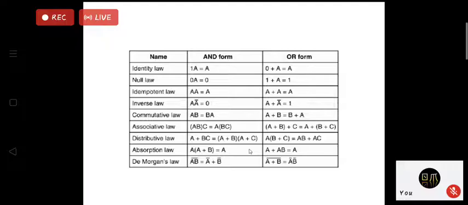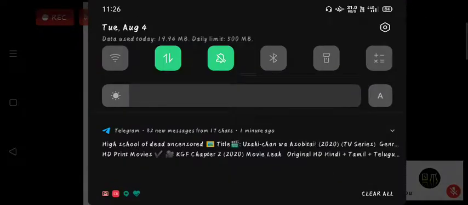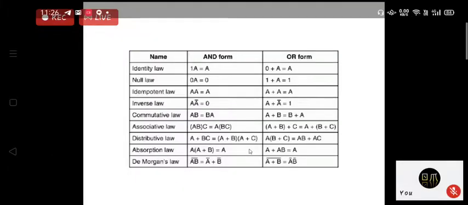Now, how is 1 plus A is 1? Because if I make A 0, 1 plus 0 is 1. If I make A 1, 1 plus 1, that is OR operation. 1 plus 1, do not get confused again. It is not XOR, it is OR operation. 1 plus 1 is 1. So similarly, 0 into 0 is 0, 0 into 1 is 0. So null law is also there. So A into A is A.